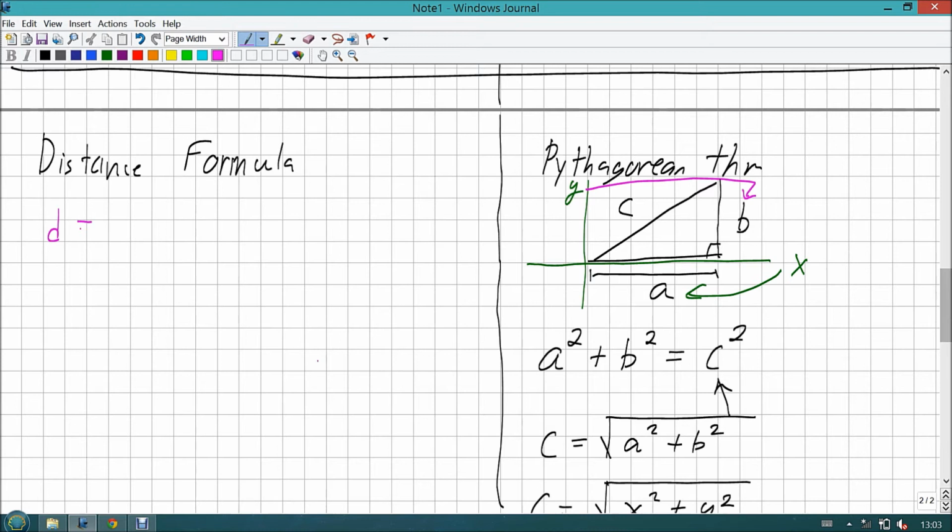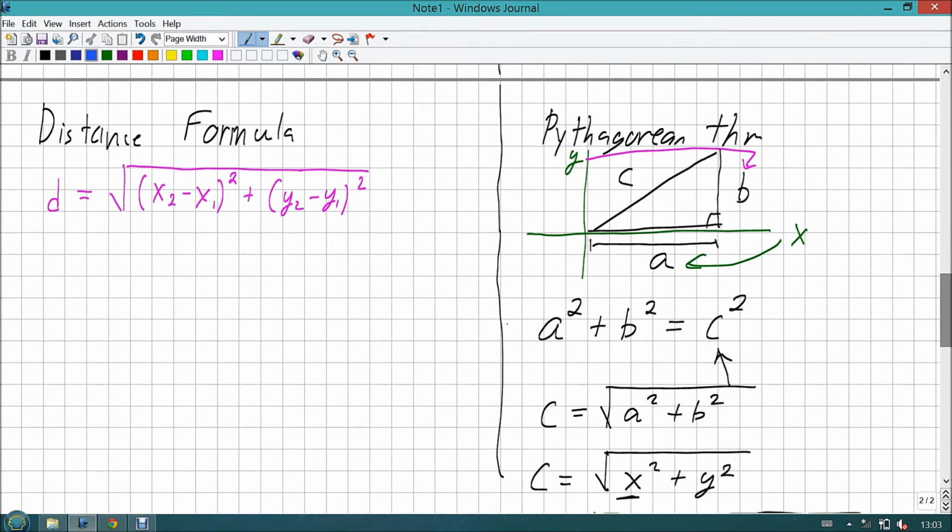The distance between two points on a Cartesian coordinate system is equal to the square root of the difference in x's squared plus the difference in y's squared. So here's our distance formula. Distance is equal to the square root of the quantity x2 minus x1 squared plus the quantity y2 minus y1 squared.